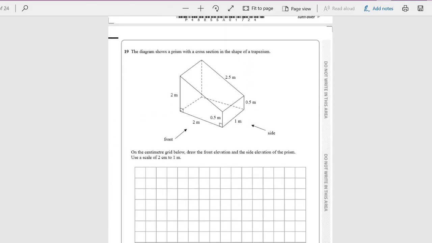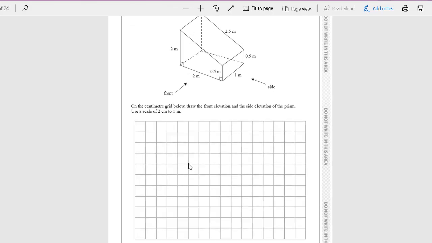Brilliant. Okay, question 19 says the diagram shows a prism with a cross section in the shape of a trapezium. So on the centimeter grid below, draw the front elevation and the side elevation of the prism. Use a scale of 2 centimeters to 1 meter. Right, so basically it's saying that 2 centimeters is 1 meter. So 1 centimeter, 2 centimeters, which will give you 1 meter. So essentially each one is 0.5 meters.